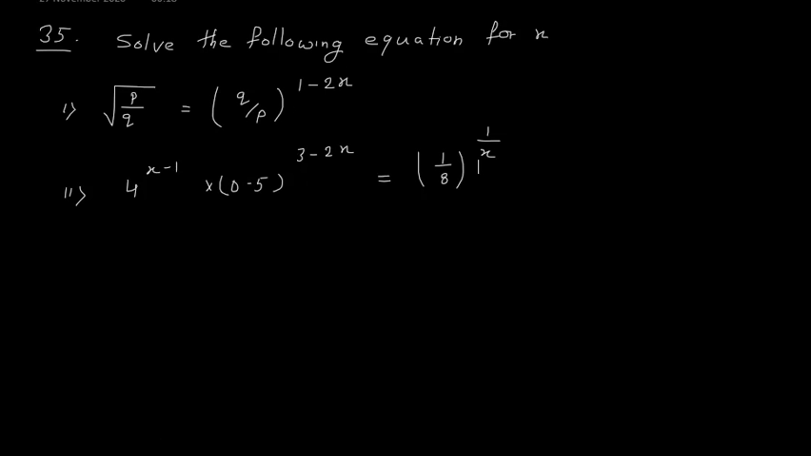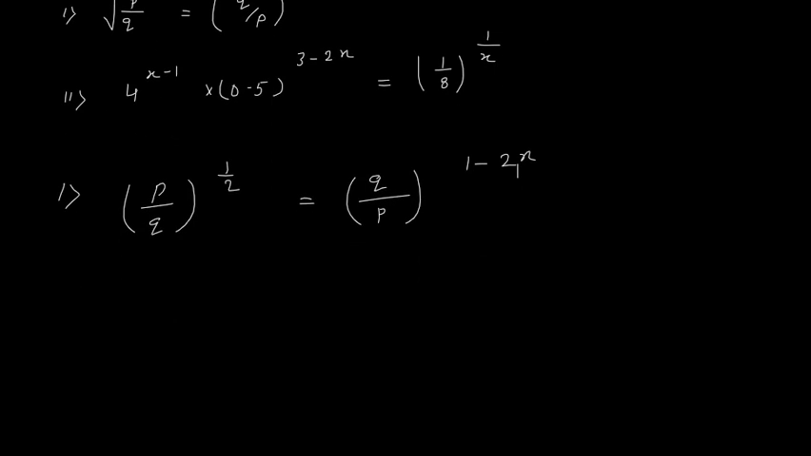Now next, 35th question. Solve the following equation for x. So here again the problem is of the same type. Now this root p power q can be written as p upon q power 1 by 2 is equal to this q by p. Here it is q by p the whole power 1 minus 2x. Now on the right hand side it is q by p, on the left hand side it is p by q. So therefore I will change this left hand side. It is your choice, you can change the left hand side or right hand side.